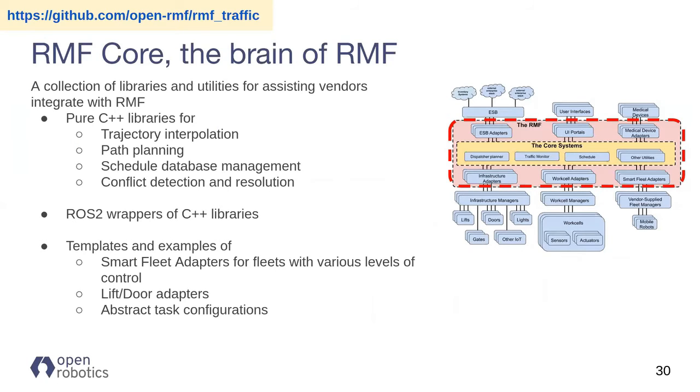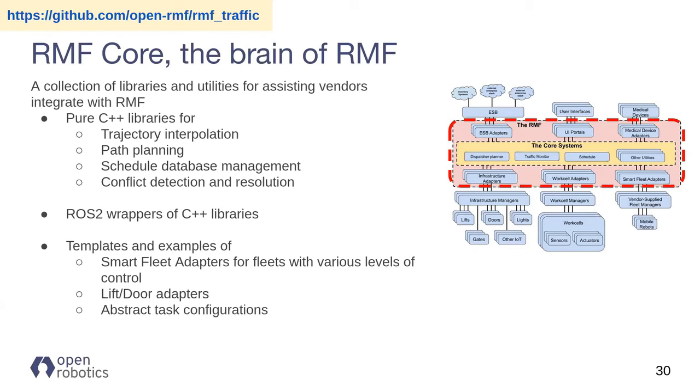And then also, of course, the RMF core, which is the brain of RMF. That is the part that we saw on the architecture before, in red. It's basically a bunch of libraries and utilities that assist vendors to integrate with RMF. So you can find pure C++ libraries for trajectory interpolation, path planning, schedule database management, conflict detection and resolution. And then we also provide the ROS wrappers of these C++ libraries.